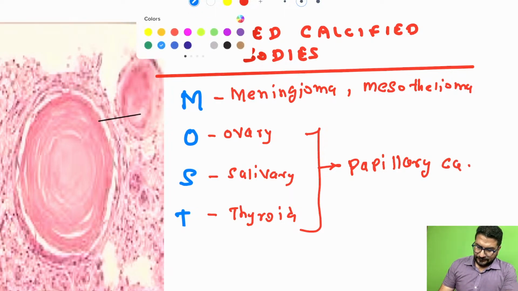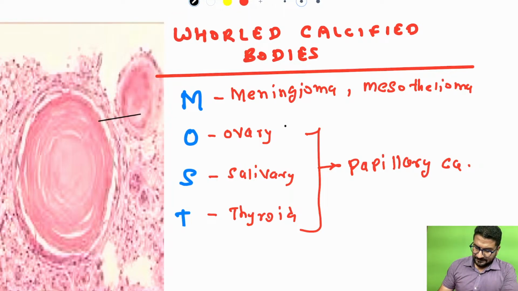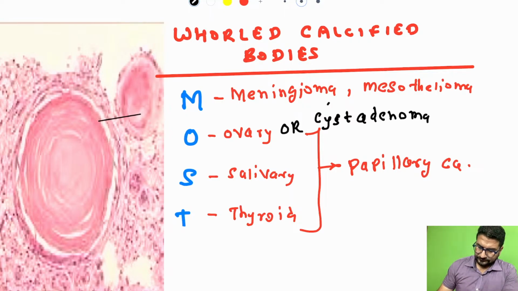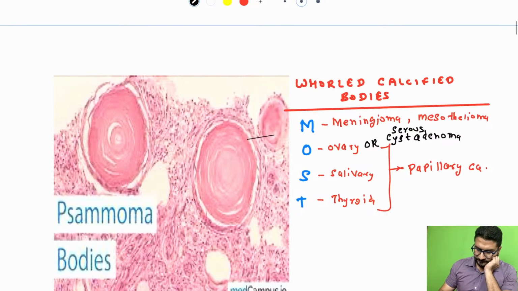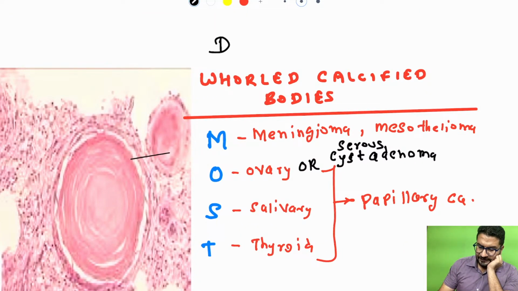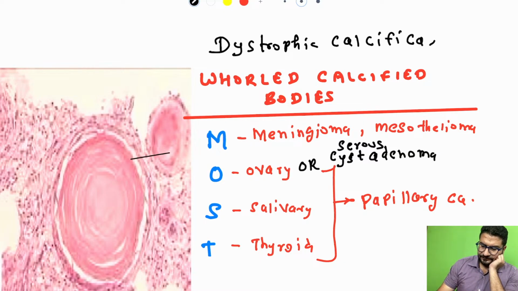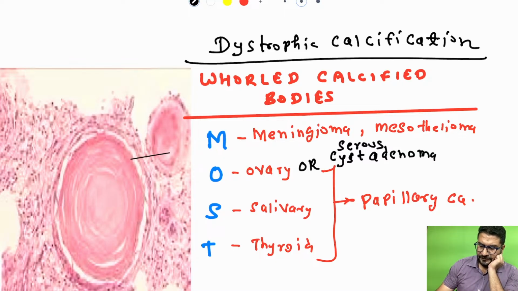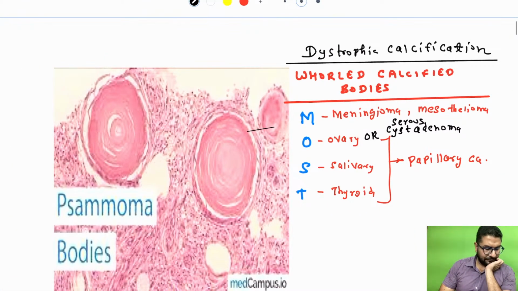This ovarian cancer we also call by another name. Remember, this ovarian cancer is sometimes also called serous cystadenoma of the ovary, so sometimes they will give you that in the options. So understand this thing. These psammoma bodies are rolled calcified bodies, and they are made up of dystrophic calcification. So the calcium here is dystrophic. This is something you have to remember related to psammoma bodies. Done.